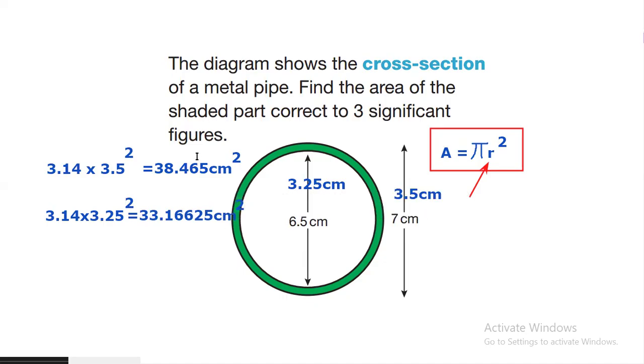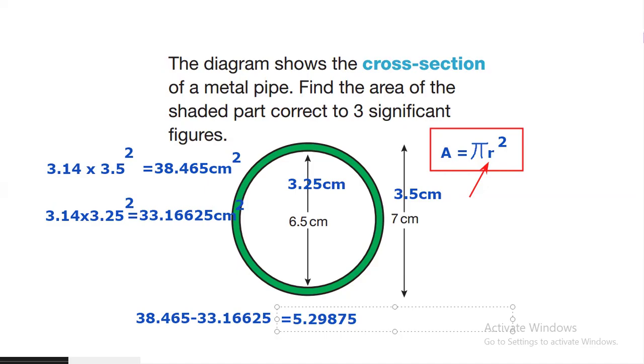Now, after finding the area of the bigger circle and the smaller circle, I just have to subtract them from each other. So 38.465 minus 33.16625. And the answer is 5.29875. Now, this is the final answer.